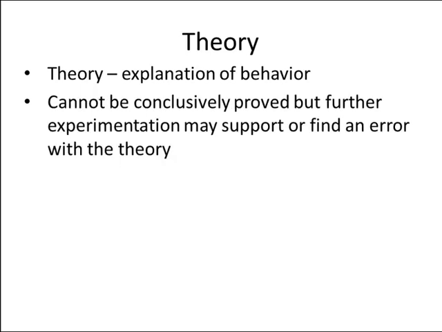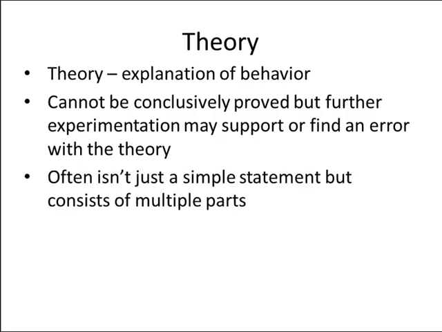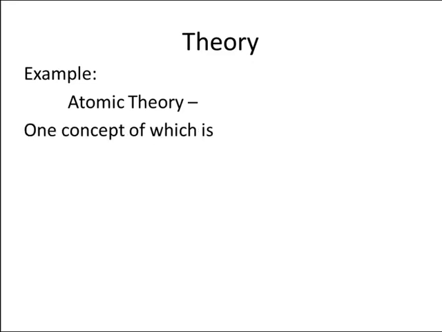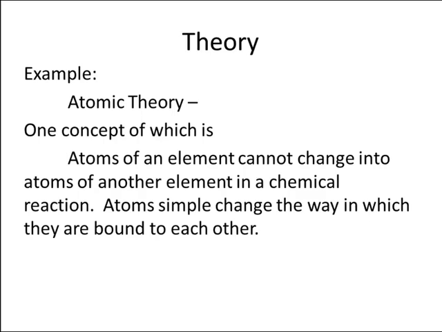So a theory, it's going to be hard to conclusively prove whether it's true or not, but by doing further experimentation, we can support it or find error with it. A theory often isn't just a simple statement, but consists of multiple parts. Okay, so let's look at an example of this. Atomic theory. Now there's lots of parts to atomic theory. One part of that is that atoms of an element cannot change into atoms of another element in a chemical reaction. Atoms simply change the way in which they are bound to each other.